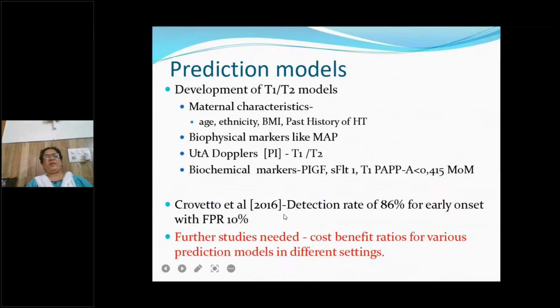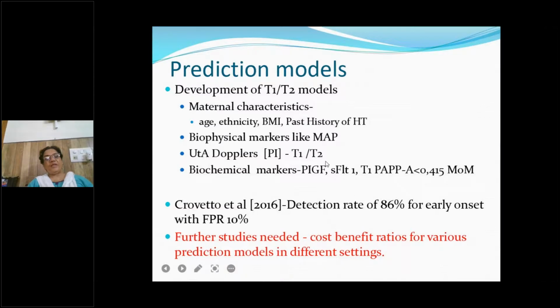Then we come to the different prediction models. These prediction models are based on maternal characteristics, which we get on history. Then you have a biophysical marker like measurement of mean arterial pressure. Then you have an umbilical artery Doppler, uterine artery Doppler, which can be done in first trimester or second trimester. And the biochemical markers like PLGF, PAPP-A, which are mainly used for aneuploidy screening. But when you make a computerized prediction model using these different characteristics, some of the models have a detection rate as high as 86% for early onset fetal growth restriction.